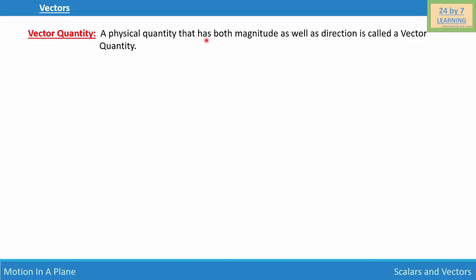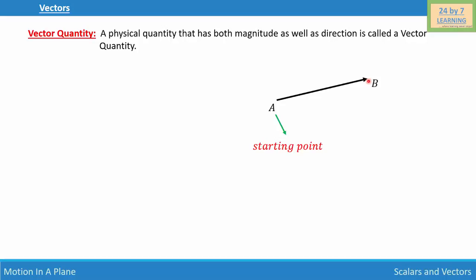A physical quantity that has both magnitude as well as direction is called a vector quantity. In order to understand the vector, I'm going to consider an arrow. So this is my arrow, which is basically a vector. This point is A and this point is known as the starting point. And this is also known as the tail of the vector.